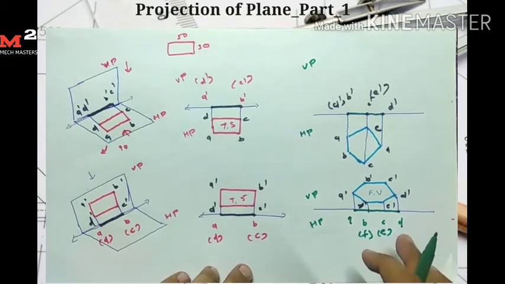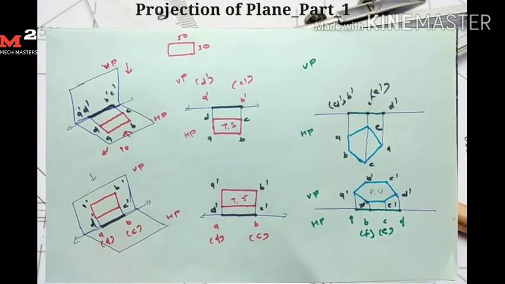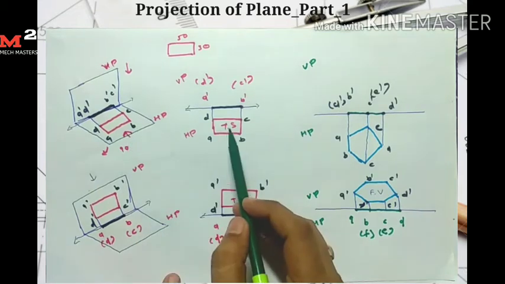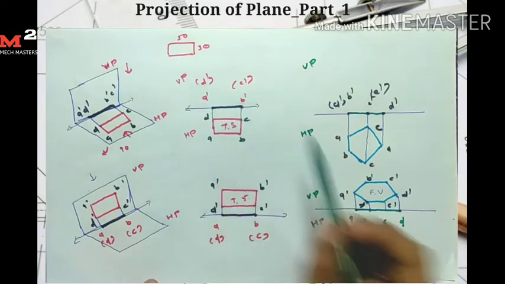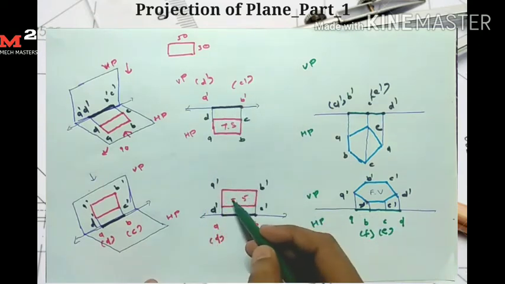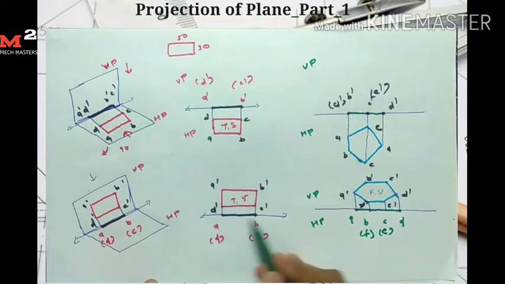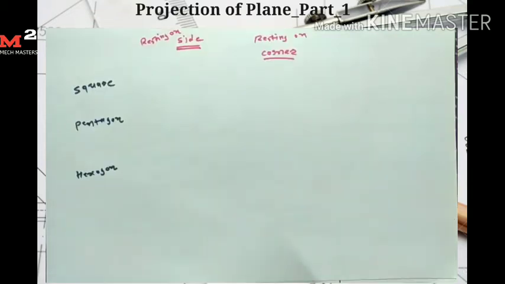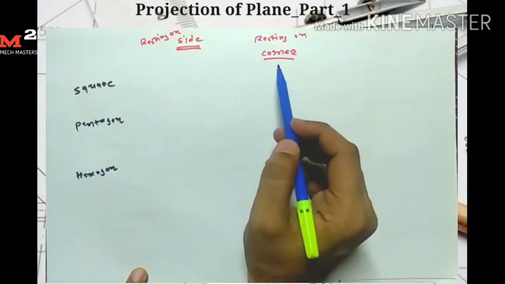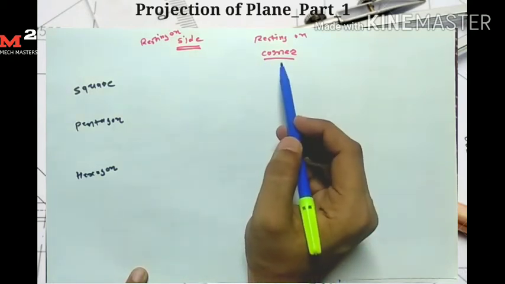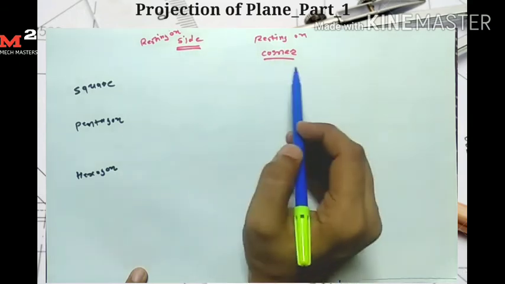Okay, so from all these cases we conclude that if the plane is resting on horizontal plane, then in vertical plane it's seen as a line. Similarly, if the plane is resting on vertical plane, then in horizontal plane it's seen as a line. Now we rest the plane on horizontal or vertical plane by 2 methods. Either the plane is resting on side or resting on corner. Okay, let's see how to draw when the plane is resting on side or resting on corner.